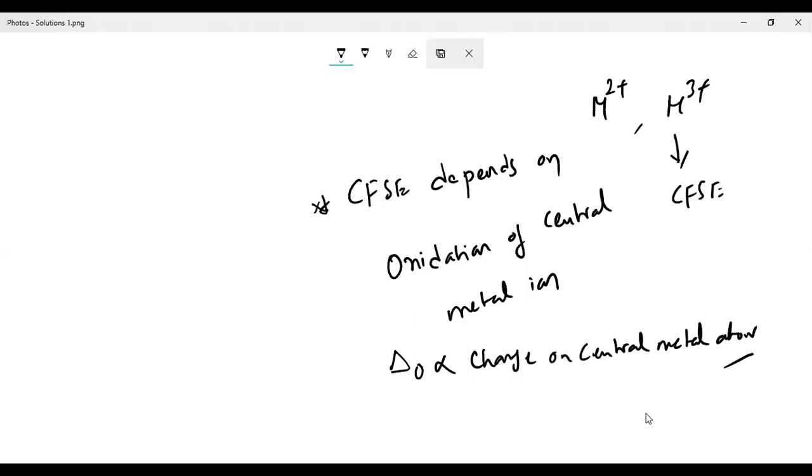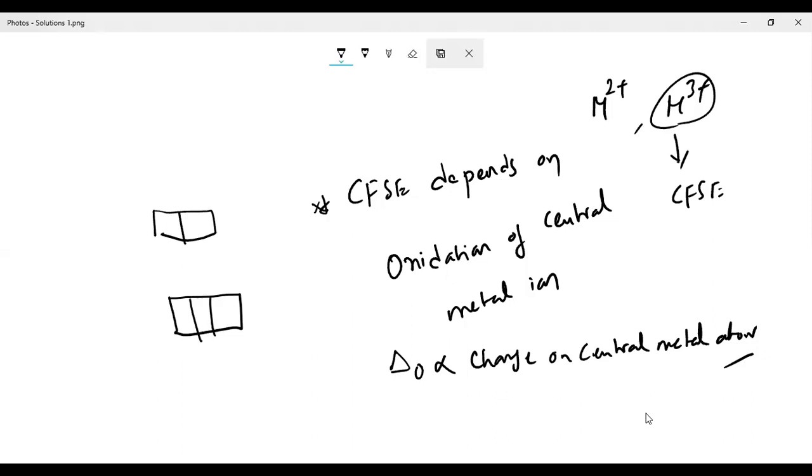The crystal field stabilization energy of the metal ion with the +3 charge is more. Why? Because crystal field stabilization energy is directly proportional to the charge on the central metal ion. So if the oxidation state is more, it will have a higher CFSE value. If the CFSE value is more, I will show you here. Suppose this is one set.